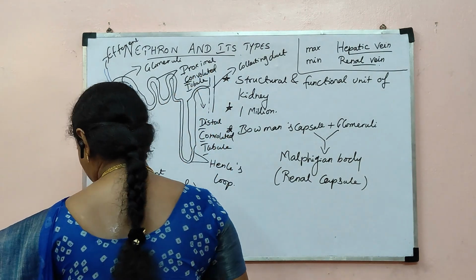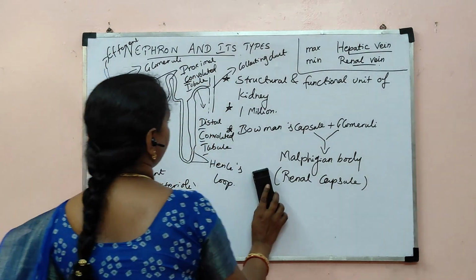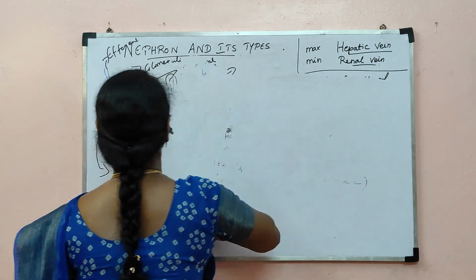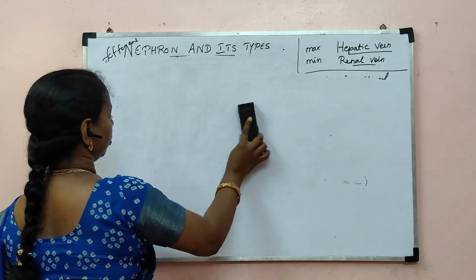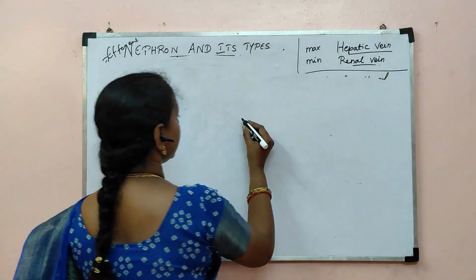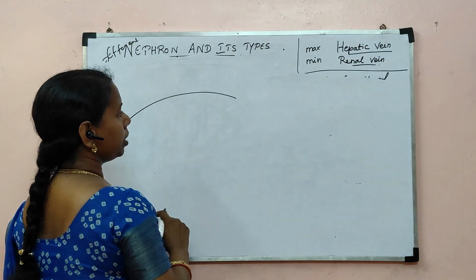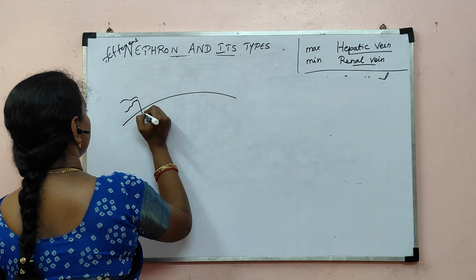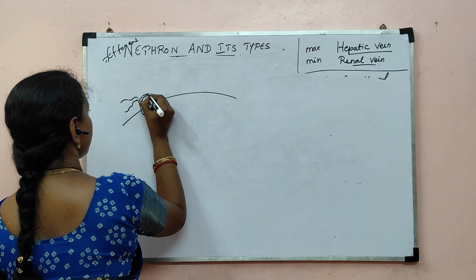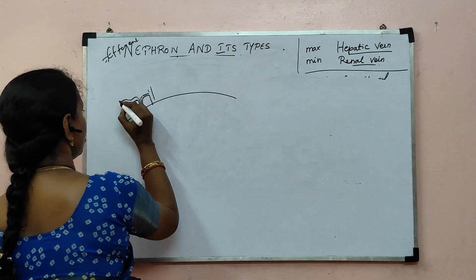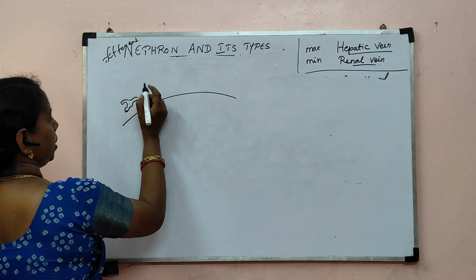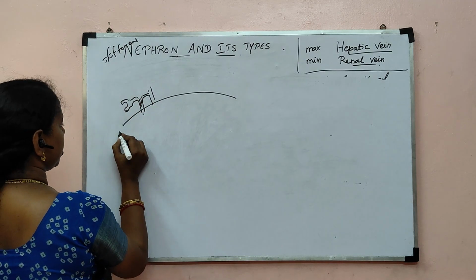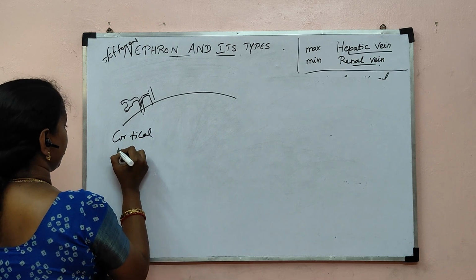Now coming to its types, there are two types of nephron. So let us see the types of nephron. Assume this is the cortex portion. If the nephron parts are restricted to the cortex itself, so you can see the Bowman capsule, PCT, Henle's loop, distal tubule and collecting duct, everything in the cortex, it is called cortical nephron.